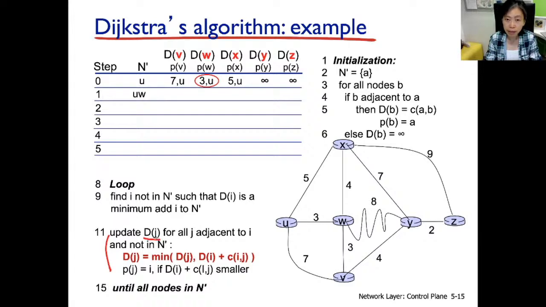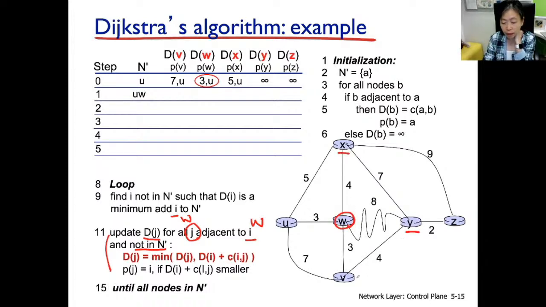We'll update the minimum cost. And we're going to do this for all the nodes adjacent to, what is the I being added there? W, right? So we'll go over all the nodes adjacent to W. Okay, and that is now already in N prime. So who are the nodes adjacent to W?